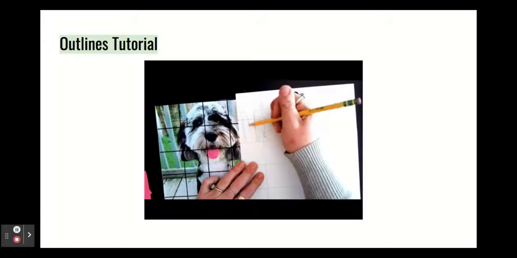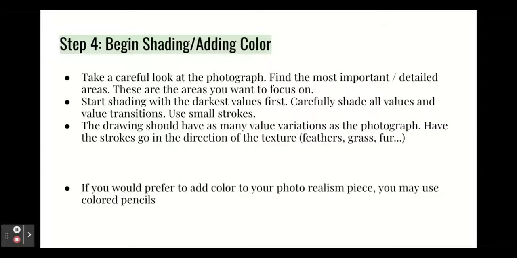photorealism drawings. All right, so for step 4, you're going to begin shading and adding color. Take a careful look at your photograph and find the most important and detailed areas. These are the areas you want to focus on. Start shading with the darkest values first. Carefully shade all values and value transitions. Use small strokes. The drawing should have as many value variations as the photograph does. Have the strokes go in the direction of the texture, okay?